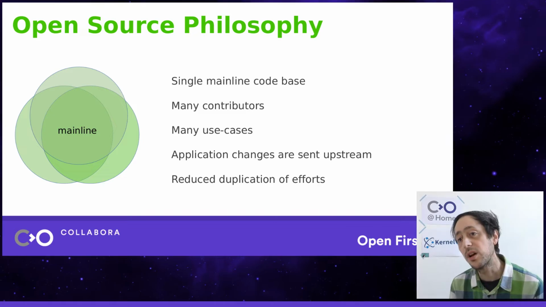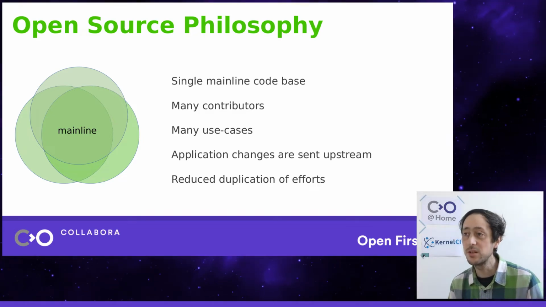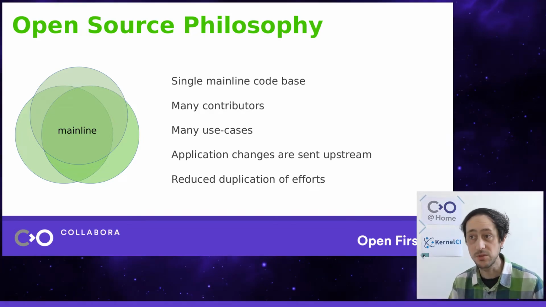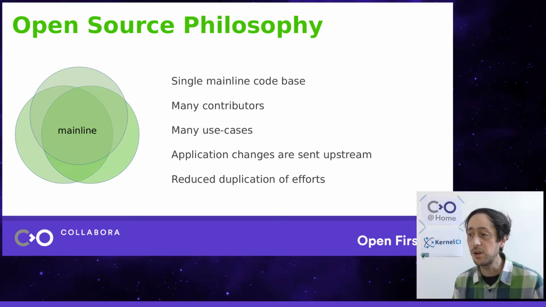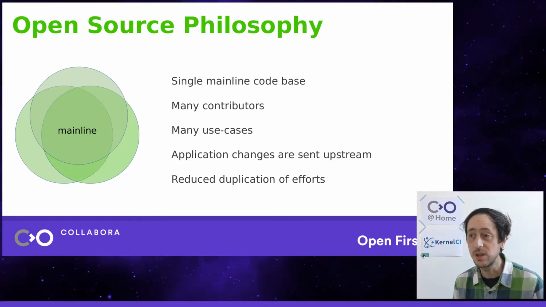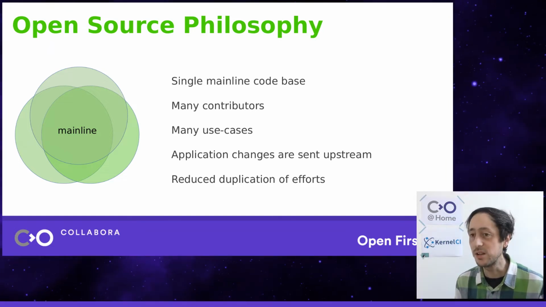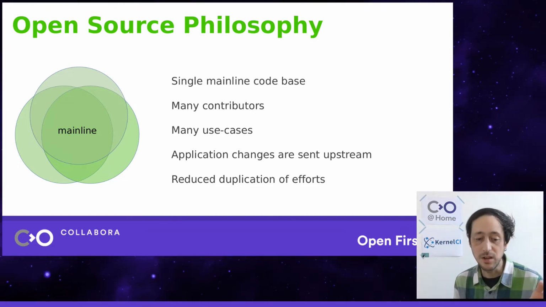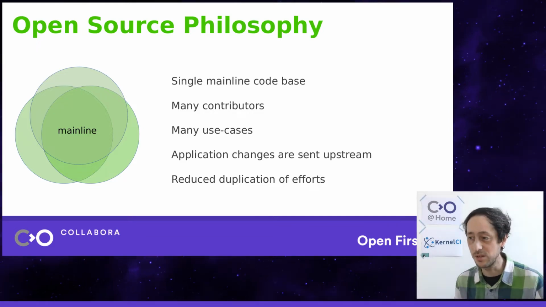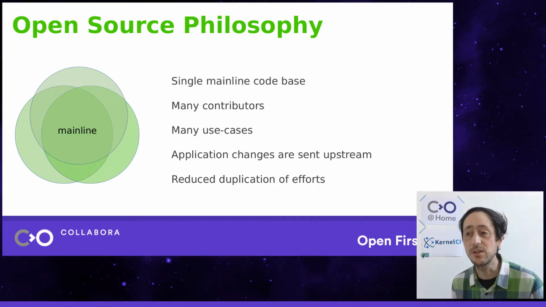So the next step, now that we know this, is to go back to the idea of the open source philosophy, where you have one mainline version of the source code, a single code base with many contributors and many use cases, and the mainline is like the intersection of all the different use cases. What is the common ground?